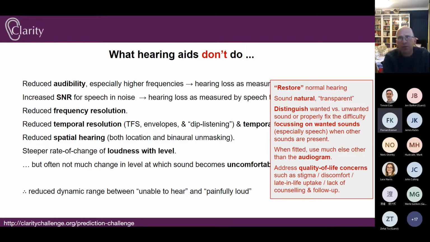The algorithms that set the amplifiers and all the other settings are still mostly based on the details of the audiogram, rather than on the many other things we could in principle measure about somebody's hearing. And they don't do much for your wider quality of life concerns, such as the discomfort of having a physical device sitting on your ear or inside your ear canal, the fact that people generally take them up far too late, something like 10 years later than they could, and that a lot of health services don't have much counselling or follow-up. And what is still the big one: there is still a stigma about hearing aids, and a lot of people don't want them.